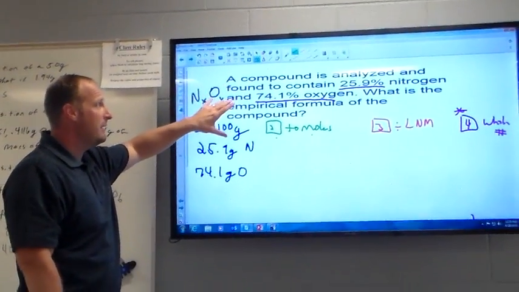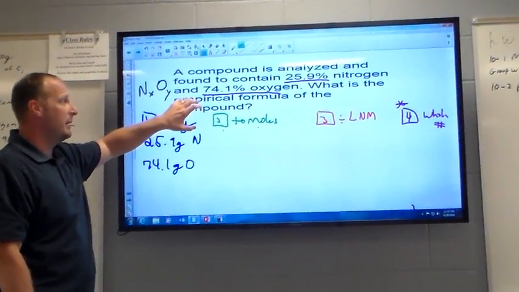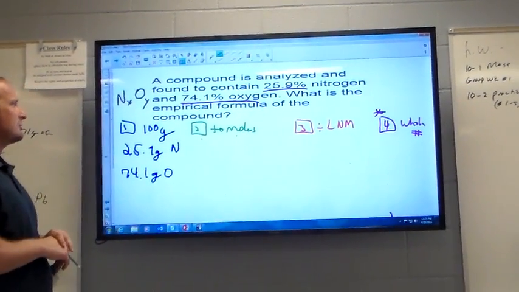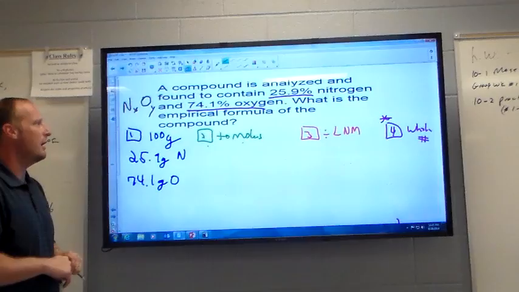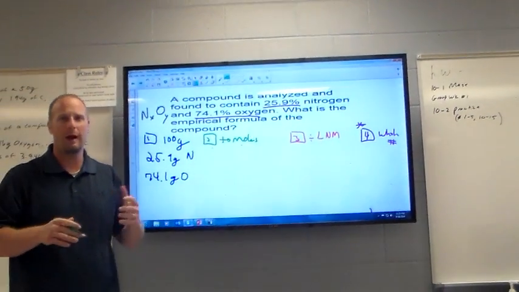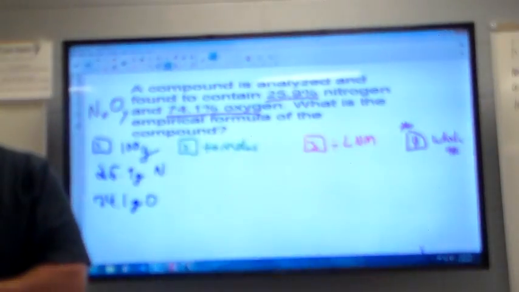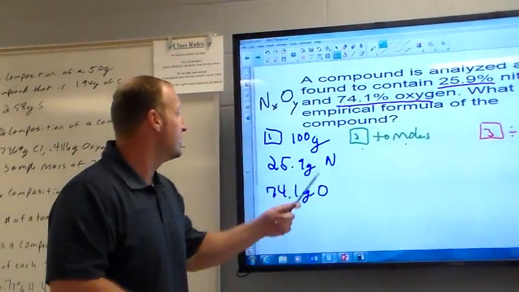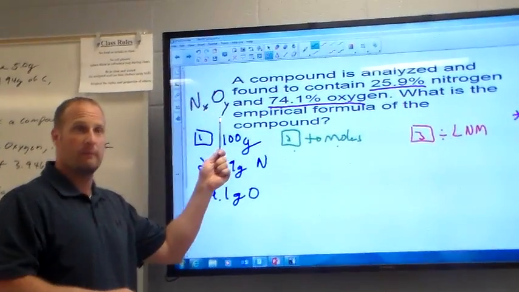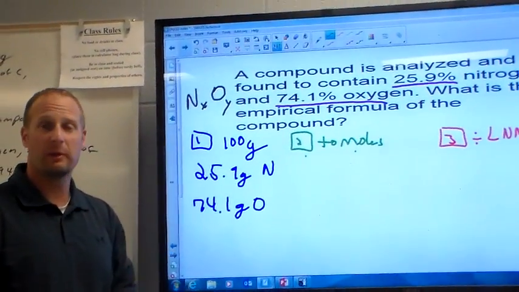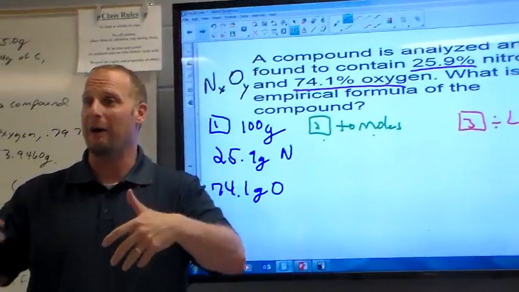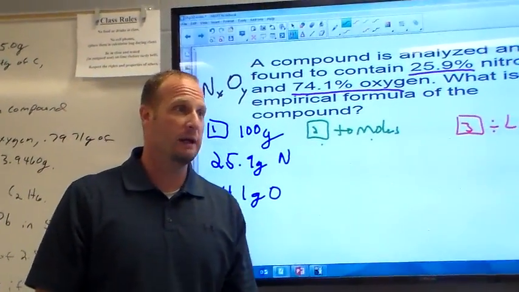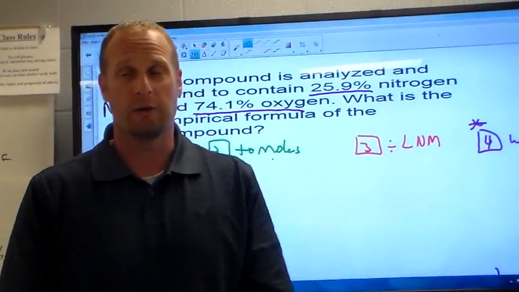So we went into a lab and we said, okay, we've got this compound, and this compound is made up of 25.9% nitrogen and 74.1% oxygen. What is the empirical formula? What we're asking is, this is higher level, what are the little numbers, the subscripts here, by the experimental data. So we're going to predict what the subscripts should be in this compound. So that's what we're doing.